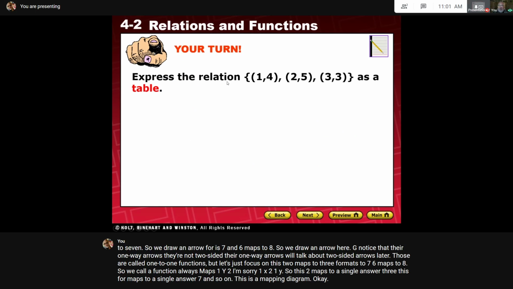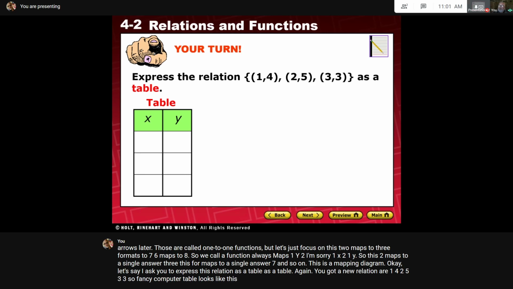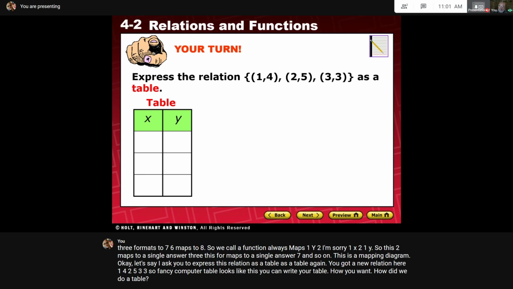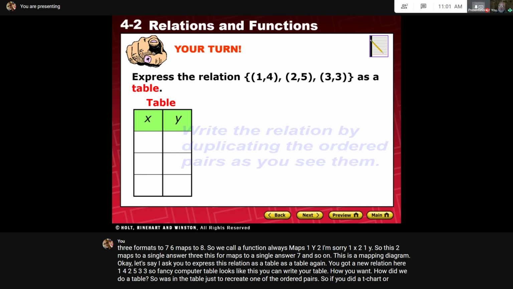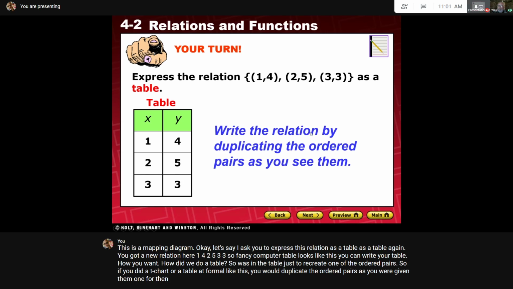Okay, let's say I ask you to express this relation as a table. Again, you've got a new relation here, 1, 4, 2, 5, 3, 3. So, fancy computer table looks like this. You can write your table how you want. How did we do a table? Wasn't a table just a recreation of the ordered pairs? So if you did a T-chart or a formal table like this, you would duplicate the ordered pairs as you were given them. 1, 4, then 2, 5, and then 3, 3, correct? Okay, so that's a table.